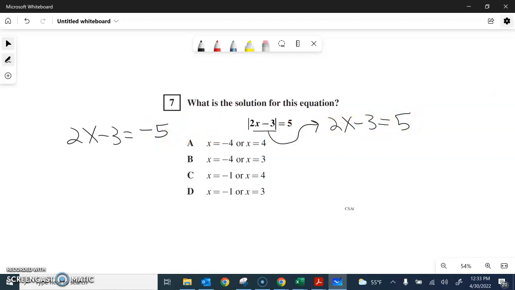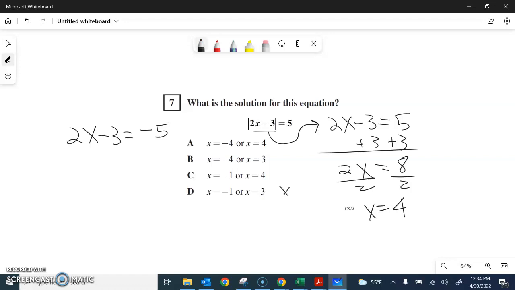So here, if we're going to solve for x, we would do the math, right? You would add 3 to both sides on this one. 2x equals 8, divide by 2, and you would get x equals 4. So process of elimination: it's positive 4, so it's got to have a positive 4 as the answer, so it can't be B. It's either going to be A or C.